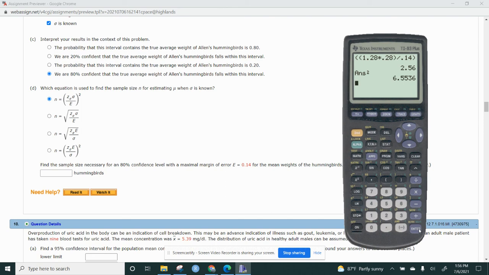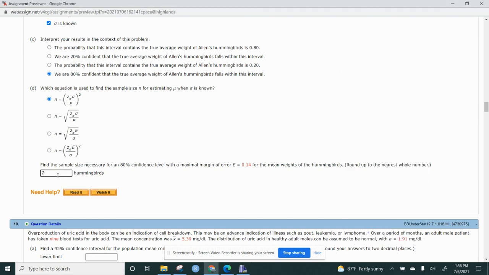Okay, but you always have to round up. You round up for sample size because I can't have a sample of 6.5 hummingbirds. I need to go up because there's a decimal there. So this becomes 7. So that's how you do number 9.